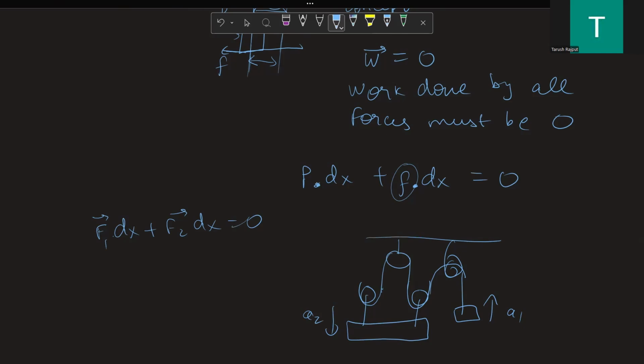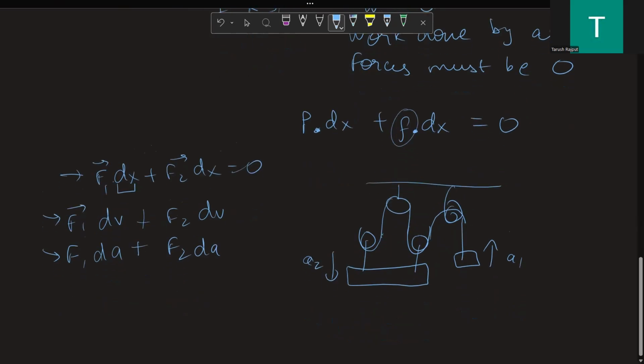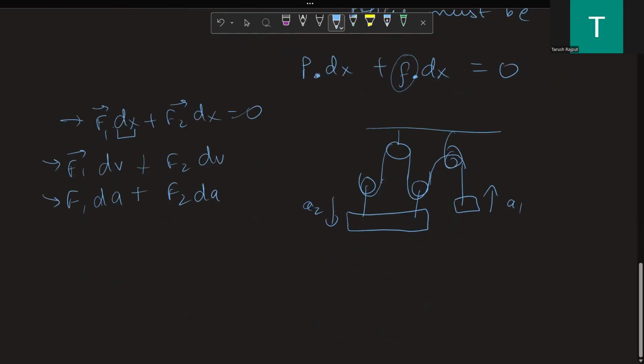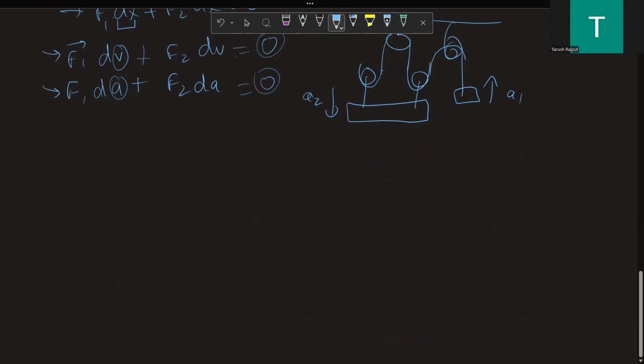For that, differentiate this equation. What will you get? F1 into dx by dt, which is the velocity, plus F2 into its velocity. Then differentiate it further, and we get F1 dA plus F2 dA, the small change in acceleration. So if we get the relation in displacement, we can find the relation between velocities and accelerations also. But at the end of the day, you just have to reduce it down to zero only, right? Okay, now let's consider a question on this. I have questions.